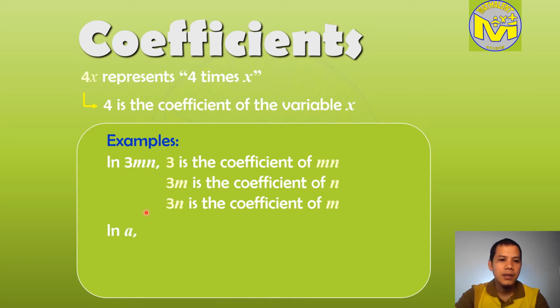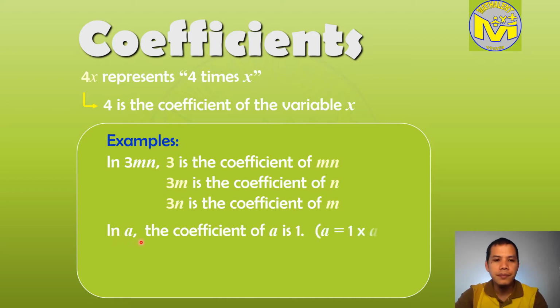In a, the coefficient of a is 1. Why is it 1? Can you see 1 there before the a? No, because we don't need to write 1 there. It is understood that whenever you see a letter or a variable, the coefficient of that variable is always 1. It is like this: a is equal to a times 1, right? a times 1 is a. You cannot see the 1 because we don't need to write it.